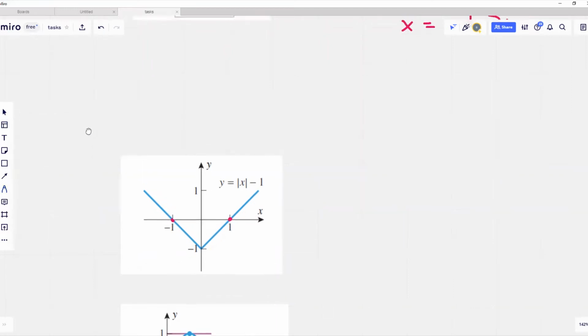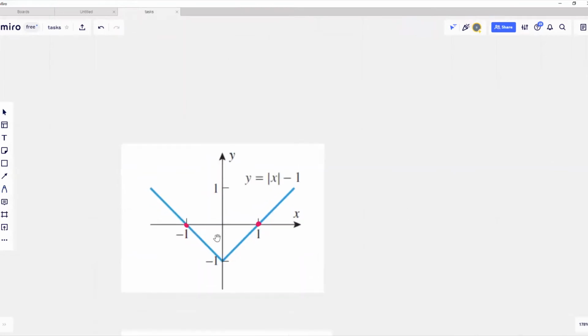The reason is following: we cannot apply Rolle's theorem here because our function is not differentiable at all points on open interval from minus 1 to 1. Our function is not differentiable at point minus 1. At point x is equal to 0, our function is not differentiable.